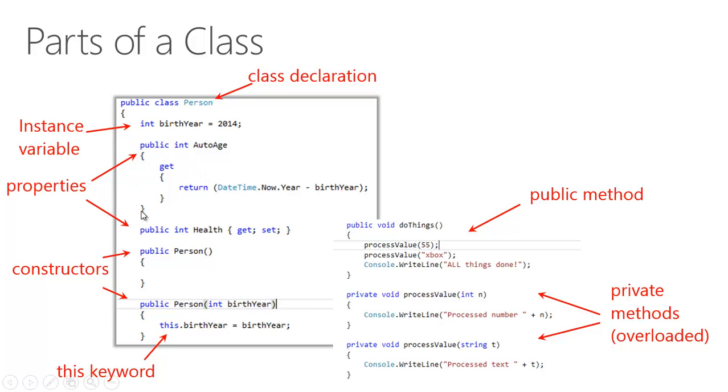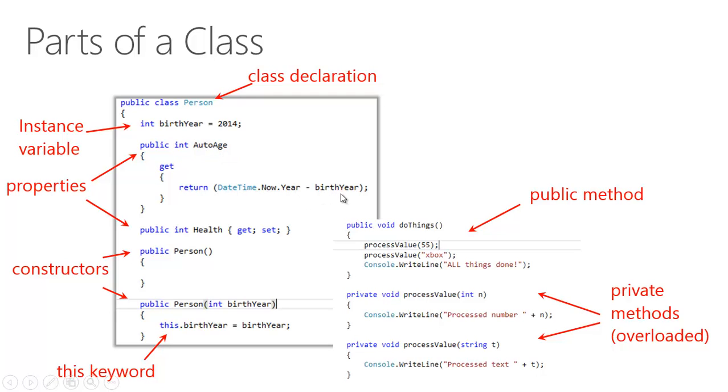Next, we have a property called AutoAge. Properties can have different blocks for get and set. Get lets you retrieve the value, and set lets you set the value. Notice that AutoAge does not have a set block. This means that it cannot be set by any code outside this class. The get block, however, returns a value. It says DateTime.Now.Year minus birthYear. So it's taking the current year, which let's say right now is 2015, and you subtract birth year from it, which has already been initialized to 2014, to return the value 1. So AutoAge always gets initialized to 1.